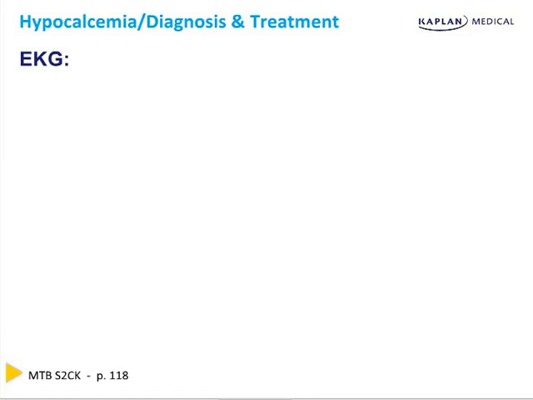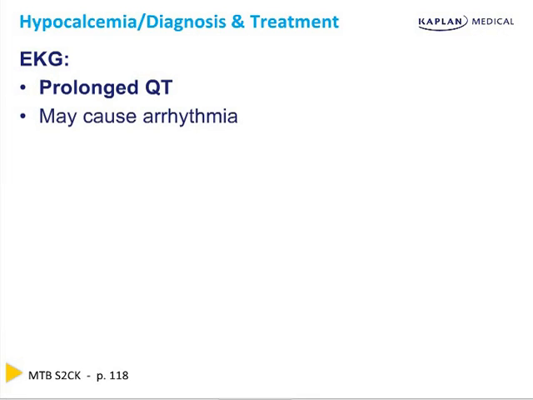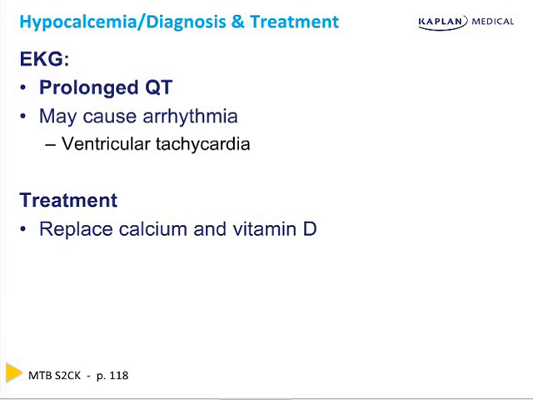Hypocalcemia gives an EKG which shows a prolonged QT. And this prolonged QT can cause an arrhythmia because as it prolongs, it starts to stretch, stretch, stretch, then it finally snaps and causes ventricular tachycardia. The treatment, of course, is simply to replace calcium and vitamin D, and that will cover it.